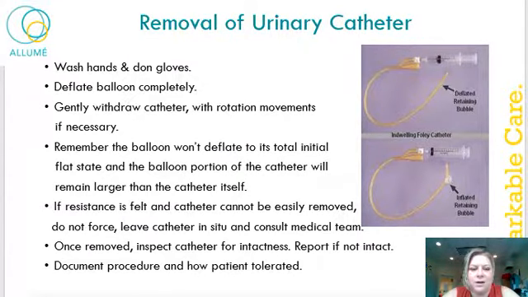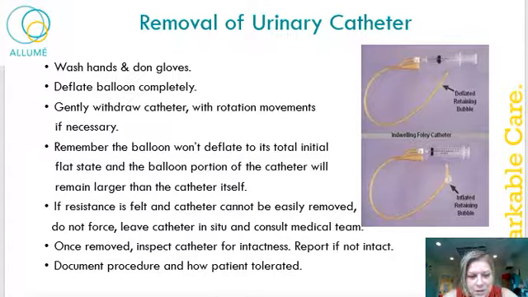When removing a catheter, you want to wash your hands and don gloves, deflate the balloon completely, and gently withdraw the catheter with rotation movements if necessary. Remember, the balloon won't deflate to its total initial flat state, and the balloon portion of the catheter will remain larger than the catheter itself. If resistance is felt and the catheter cannot be easily removed, do not force. Leave the catheter in situ and consult the medical team.